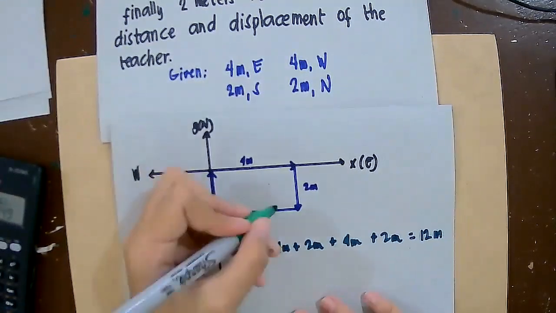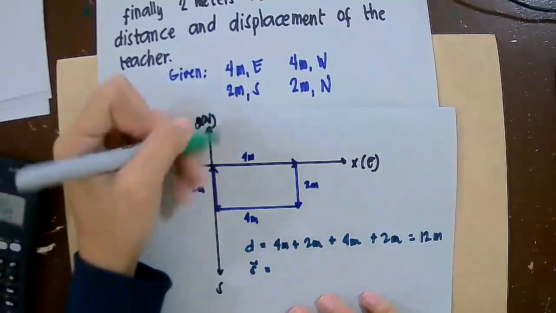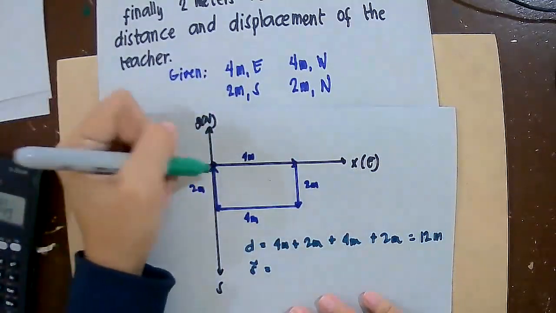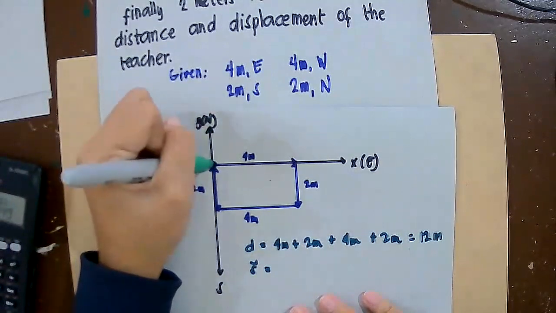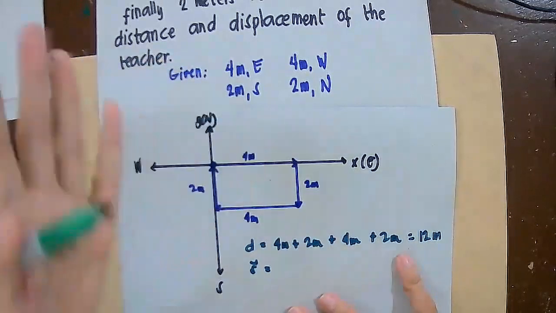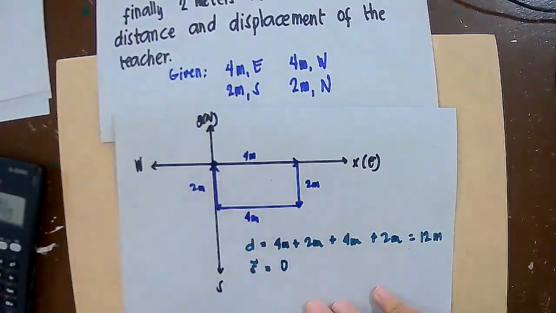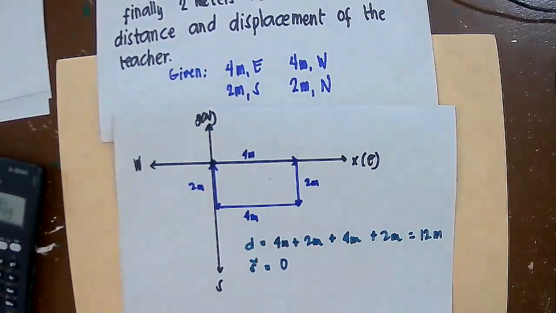Now what about the displacement of the teacher? Now again, the displacement is the distance from your starting point and then your final point. Kung saan ka nag-start or your origin and then your final position. Kung saan ka nag-stop. So since si teacher bumalik siya dun sa dati niyang starting position niya, your displacement is actually 0. Okay? So, in this case, wala siyang direction. At the same time, wala siyang magnitude. It's equal to 0. It's because the teacher went back to its original position.